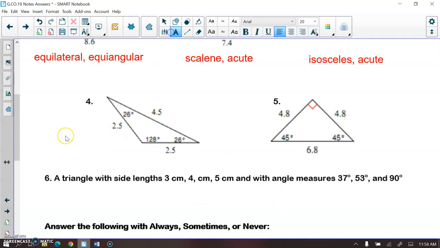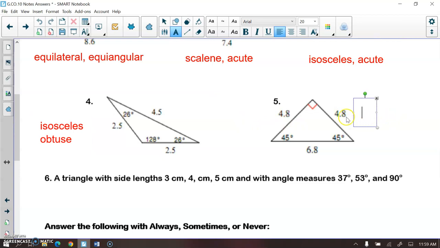Number 4, classifying it by the side lengths. I see 2 sides are equal, so this is an isosceles triangle. And classifying it by the angle measures, I do see an angle that's over 90 degrees, so this is an obtuse triangle.